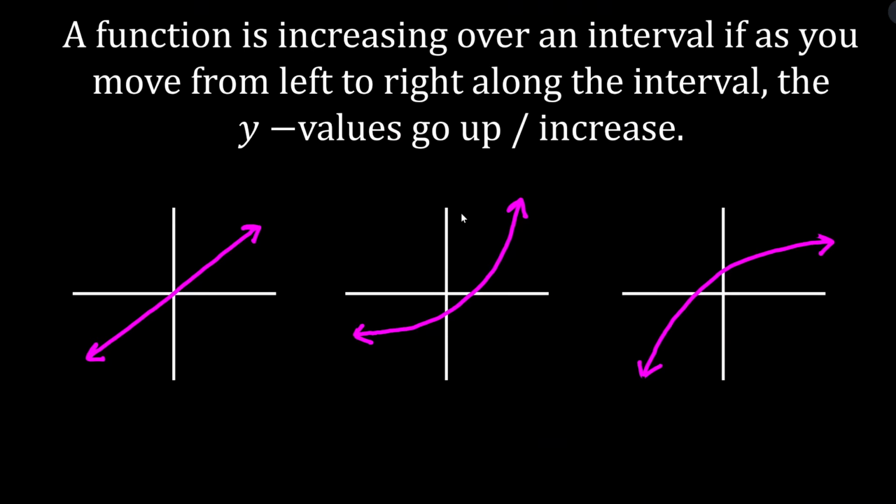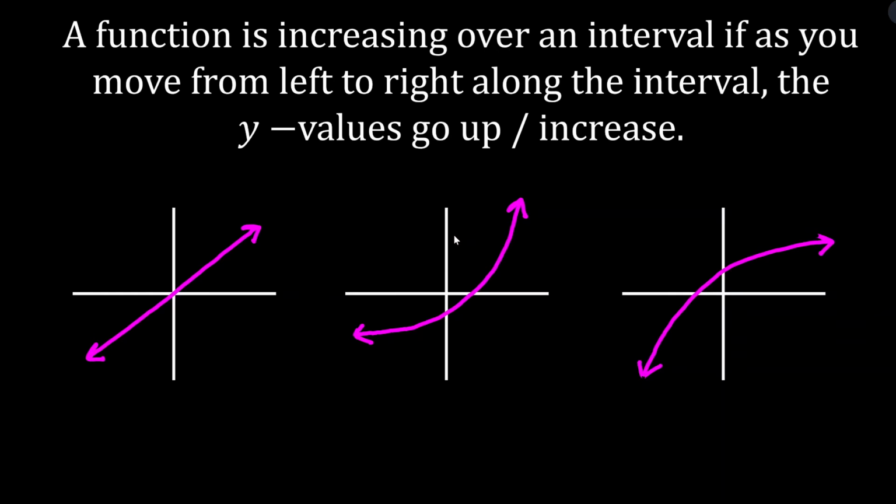A function is increasing over an interval if as you move from left to right along the interval, the y values go up. This is a super intuitive, informal way of thinking about a function increasing. As we move right, we move up. Right and up, right and up, right and up. So these have different bends. They are increasing at different rates is one way to think about it, but they are still all increasing because as we move right, we move up.